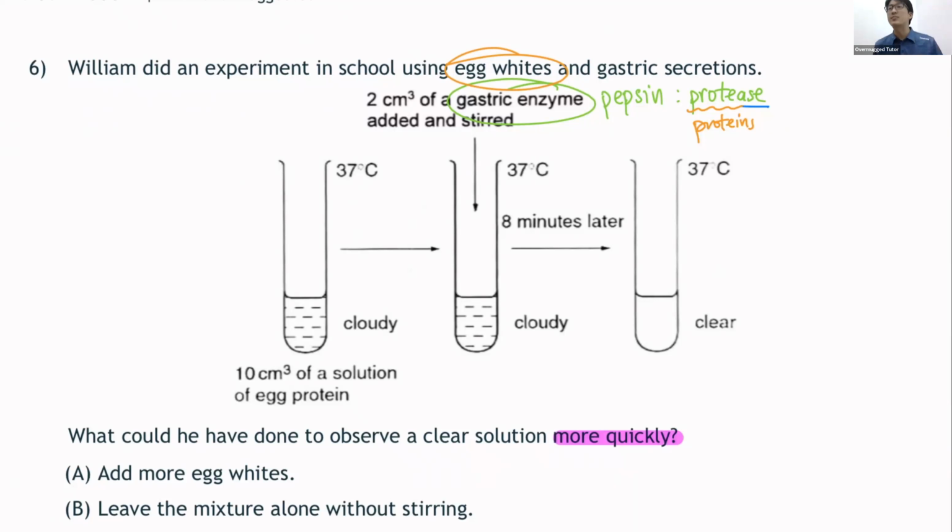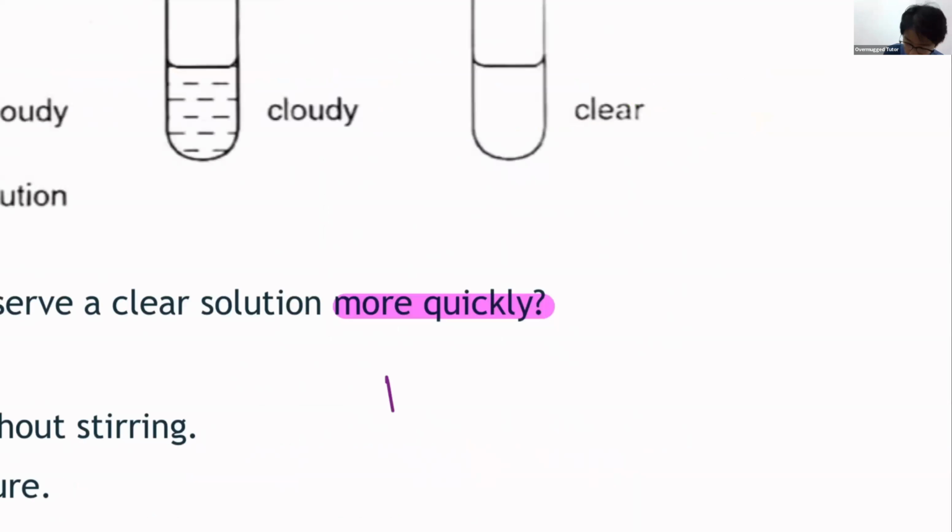how can I make this disappearing act occur more quickly? Here, are we trying to increase or decrease the rate of reaction? Increase, thank you. Okay, so with that in mind, I want to increase enzyme activity, isn't it? Increase enzyme activity. Which of my four options achieves this?